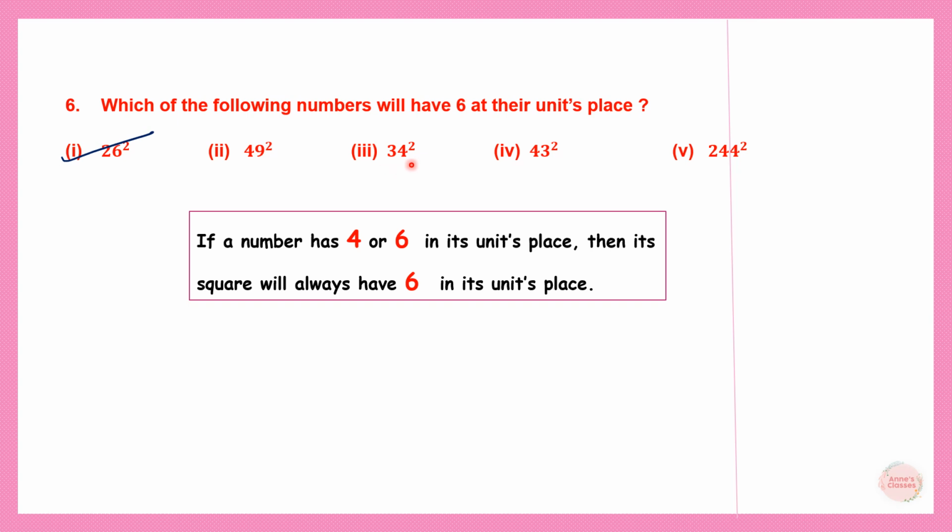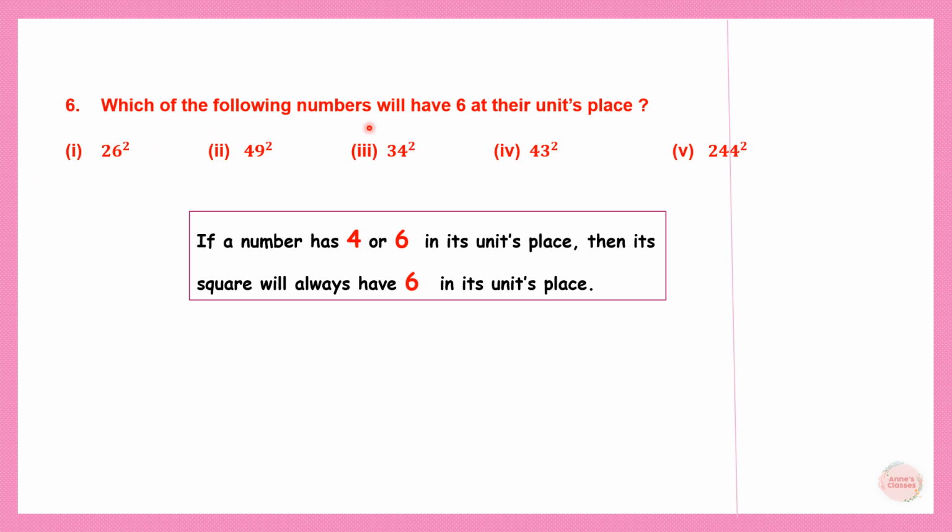Third one, 34. In the units place, we have 4. That means its square will have 6 in the units place. Next one, 43. Here 3 is the units place. So it's not 4 or 6. So it will not have 6 as a square in its units place. Then 244. So here in the units place we have 4. If we have 4, then its square will always have 6 in the units place. So this is also the answer. So what are the answers here? First one, third one and the fifth one.